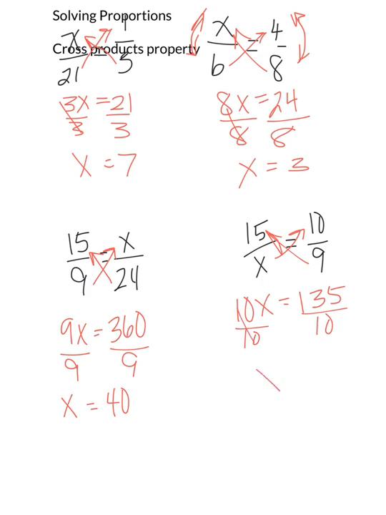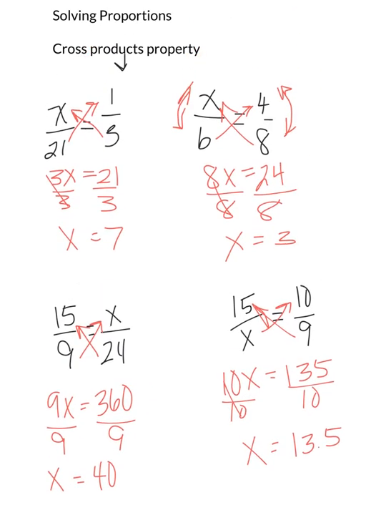You'll notice in this one, when I do divide by 10 on both sides, I'm going to actually get a decimal. X's value is going to be 13.5. I did not know that. I did not know the ratio of 10 to 9 was the same thing as 15 to 13.5. So we can use our cross products property to figure out these missing values.